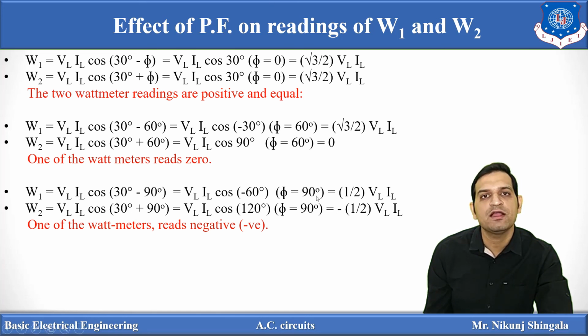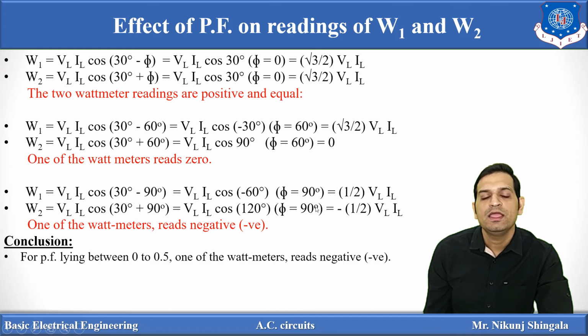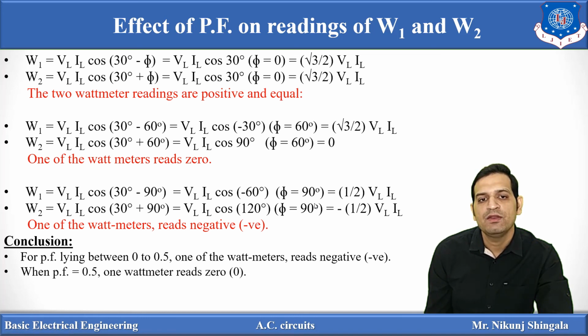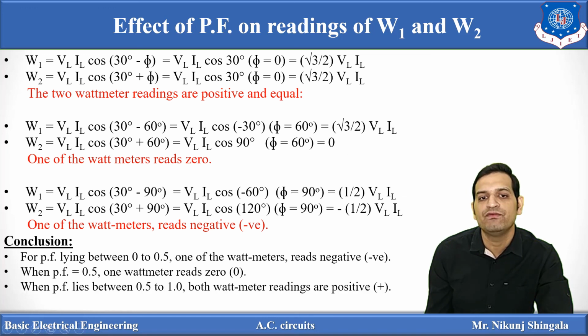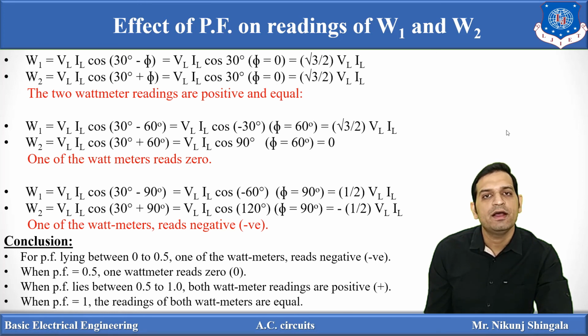So from these values of phase angle, what is the conclusion? First, if the power factor lies between 0 and 0.5, that is, between 60 and 90 degrees, then one of the wattmeter readings is negative. If the power factor is 0.5, then one of the wattmeter readings is 0. If the power factor lies between 0.5 and 1, both readings are positive. And if the power factor is 1, that is, phi is equal to 0, both readings are equal. So this is the effect of power factor on the readings of W1 and W2, and this conclusion is useful whenever we are solving examples based on the wattmeter method.